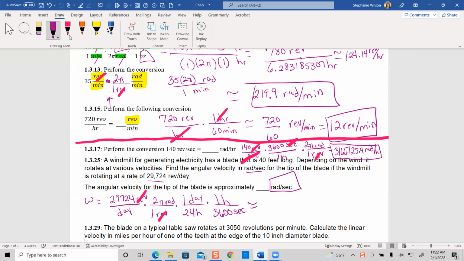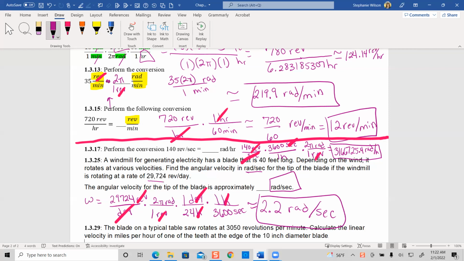All right, now let's mark out, reduce what we can. And what are we left with? Radians per second. We did this right. So now we're going to multiply the 29,724 by 2 pi by 1 by 1. And then we'll divide it all by 24 times 3,600. We're going to round to the nearest tenth, and it's going to give me 2.2 radians per second. So multiply straight across first, get an answer, multiply by the bottom, get an answer, then divide them.